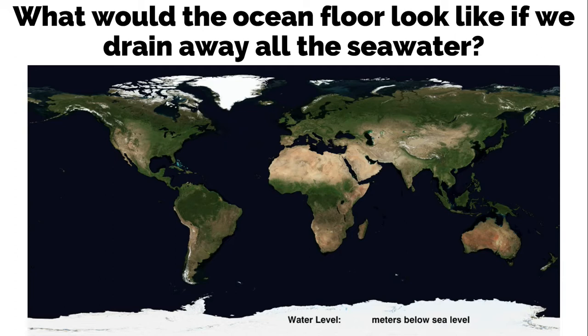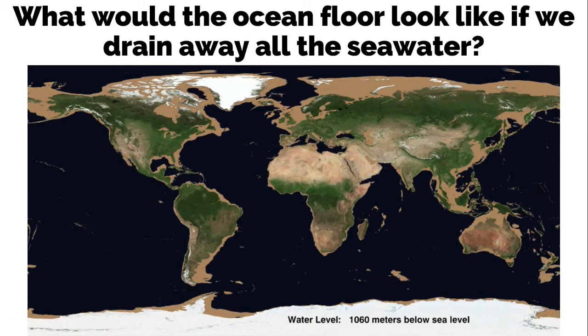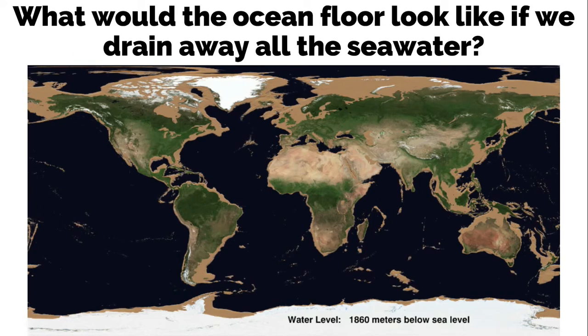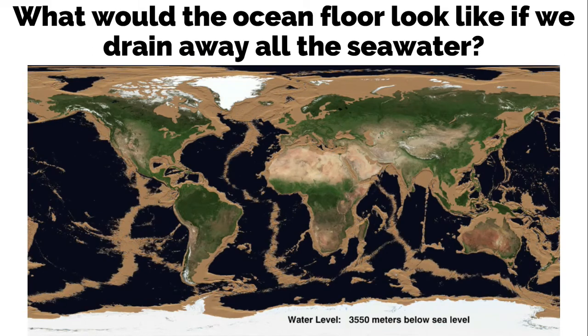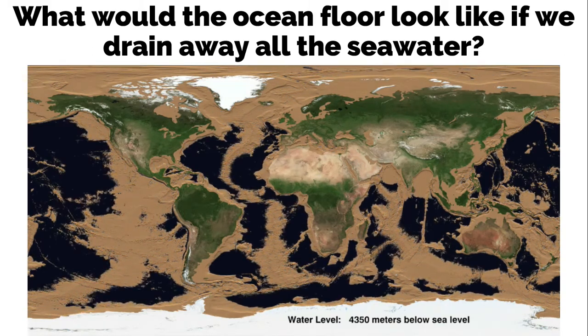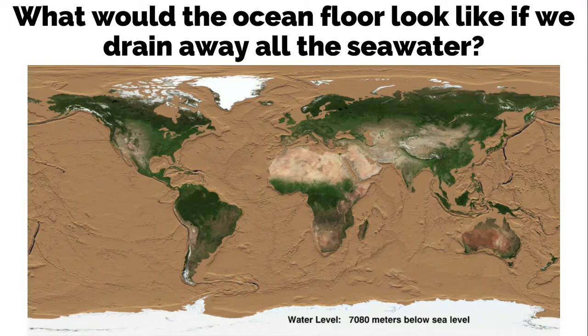So what would the ocean floor look like if we drain away all the seawater? This animation simulates a drop in sea level that gradually reveals this detail. As you can see, as the sea level drops, the continental shelves appear immediately. They are most visible by a depth of 140 meters. The mid-ocean ridges start to appear at a depth of 2,000 to 3,000 meters. By 6,000 meters, most of the ocean is drained except for the ocean trenches.